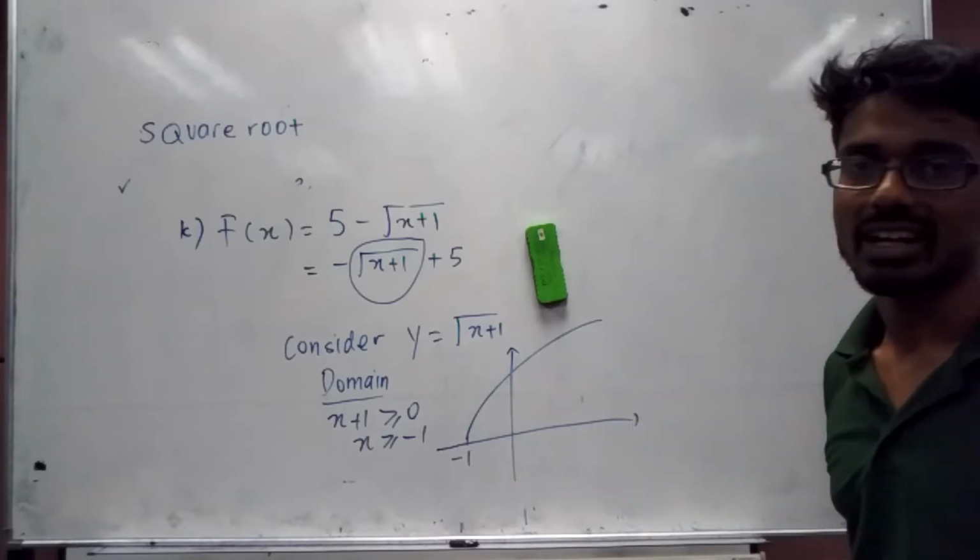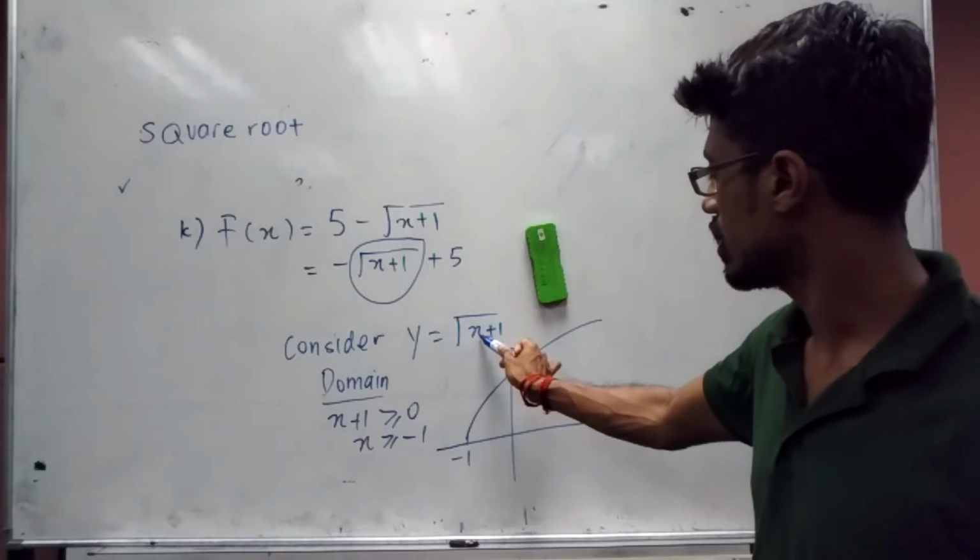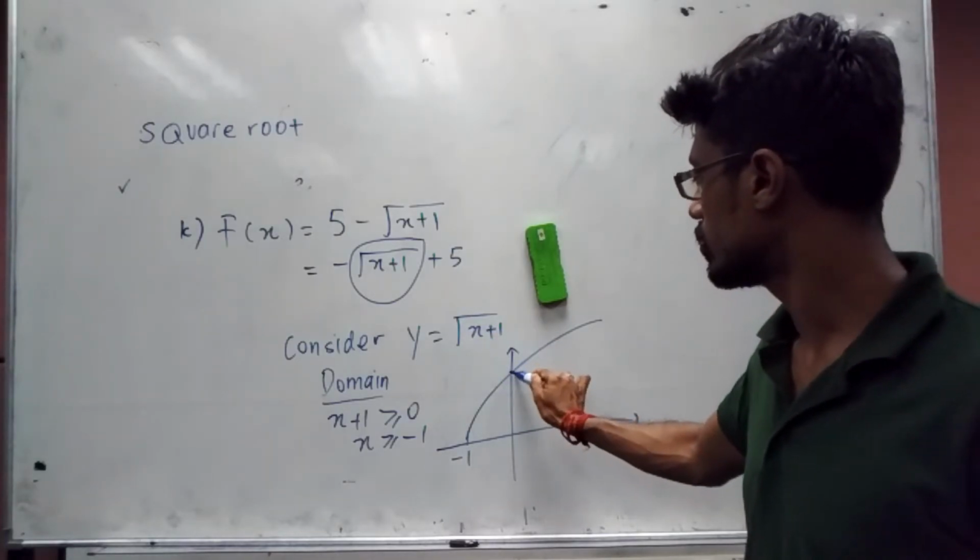So if you see, it cuts the y-axis. Hence, we can find the y-intercept. That is just x equal to 0. Square root of 1 is just 1.